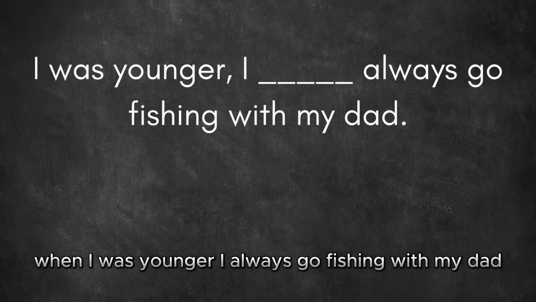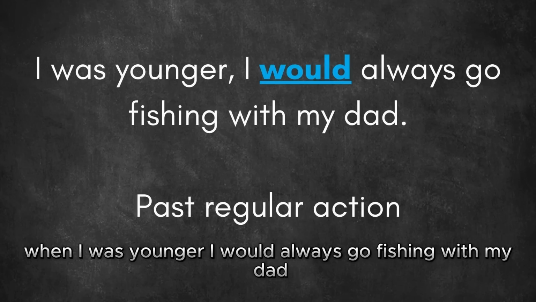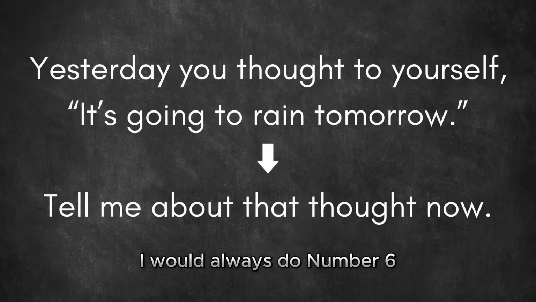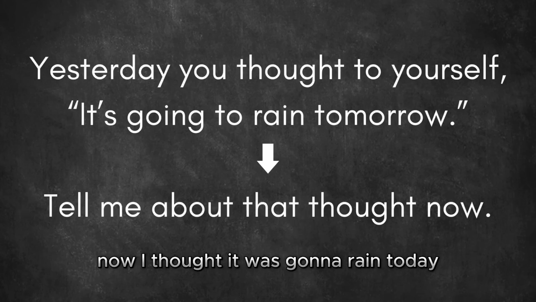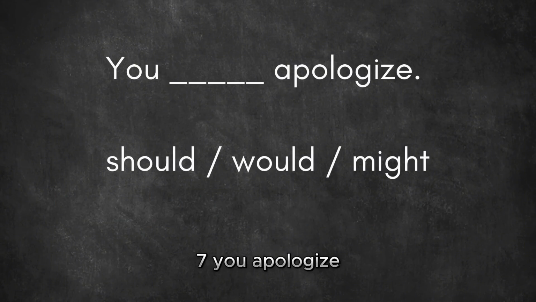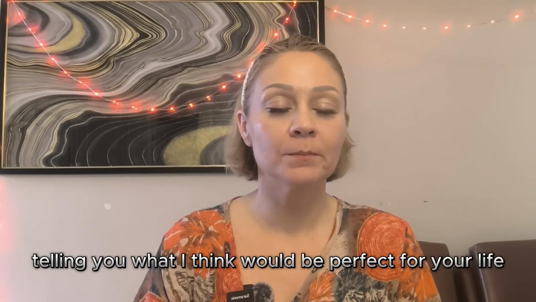Number 5, when I was younger, I always go fishing with my dad. When I was younger, I would always go fishing with my dad. Used to do it on a regular basis. I would always do. Number 6, yesterday you thought to yourself, it's gonna rain tomorrow. Tell me about that thought now. I thought it was gonna rain today. 7, you apologize. You should apologize. We're giving advice, telling you what I think would be perfect for your life.